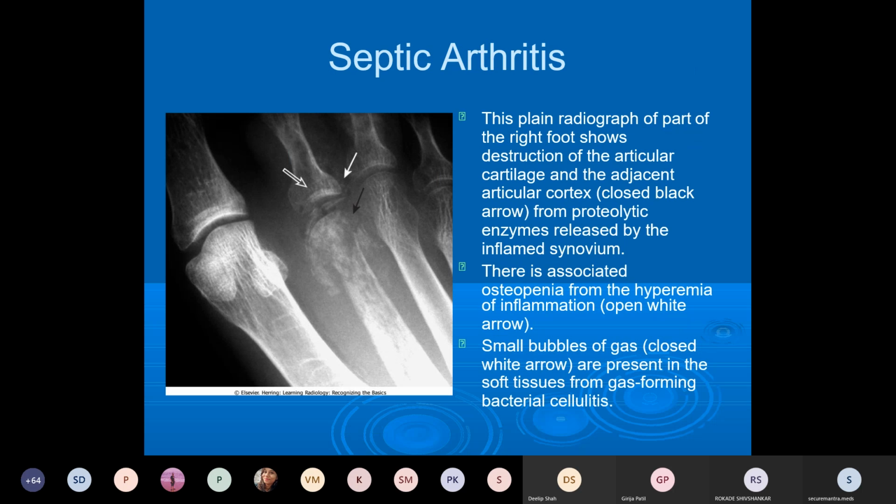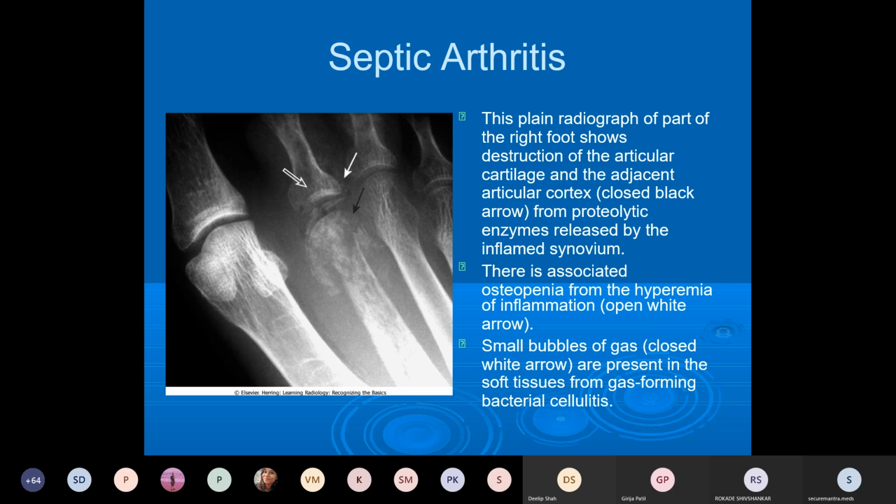Next is septic arthritis. Arthritis is the inflammation of the joint space. So there will be destruction of the articular cartilage. You can see these are the lytic areas. So this articular cartilage is destroyed, and it is because of the proteolytic enzymes that are released by the inflamed synovium, and there will be associated osteopenia, that is the reduced bone density.